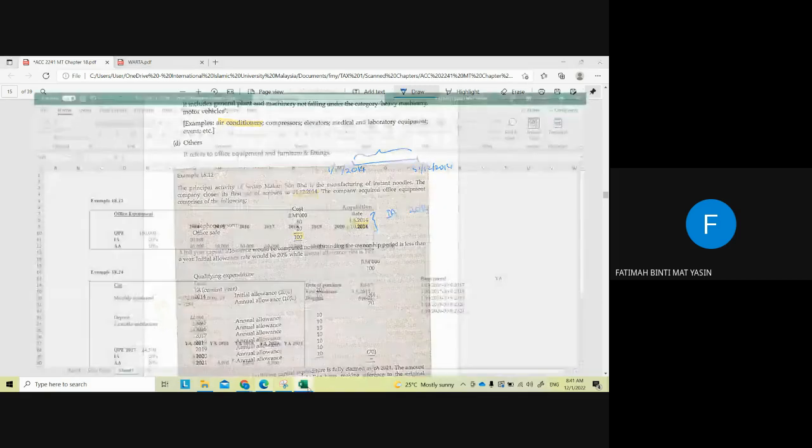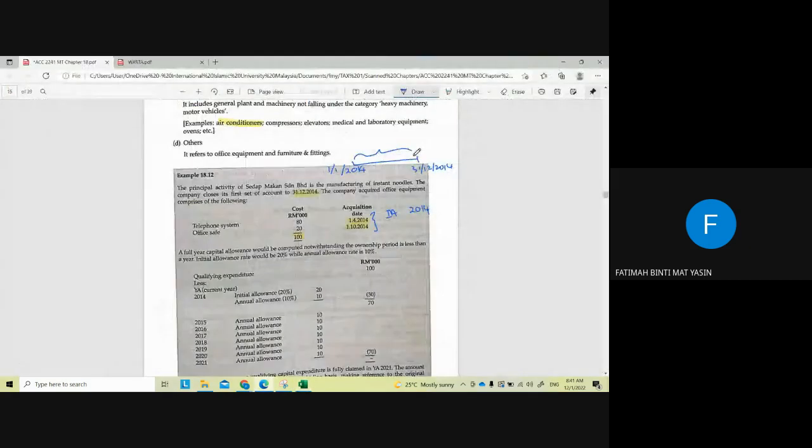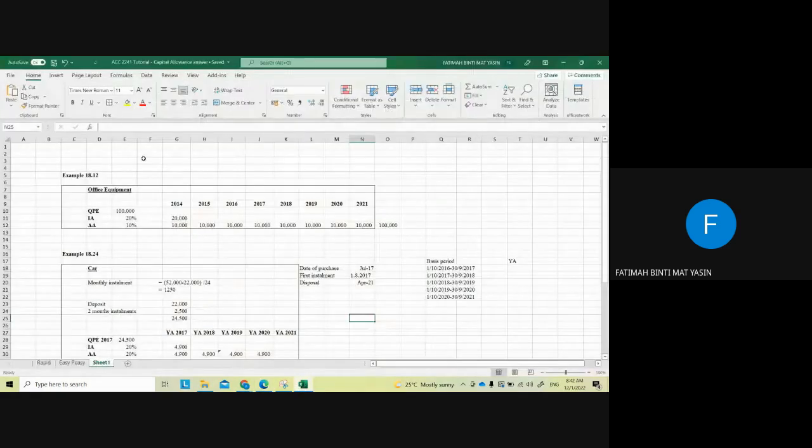So this means that when the company acquired this asset, the company can claim the initial allowance in 2014. That is their first initial allowance. In the exam, you can use this format. Please use this format instead of the other format. I prefer this format.